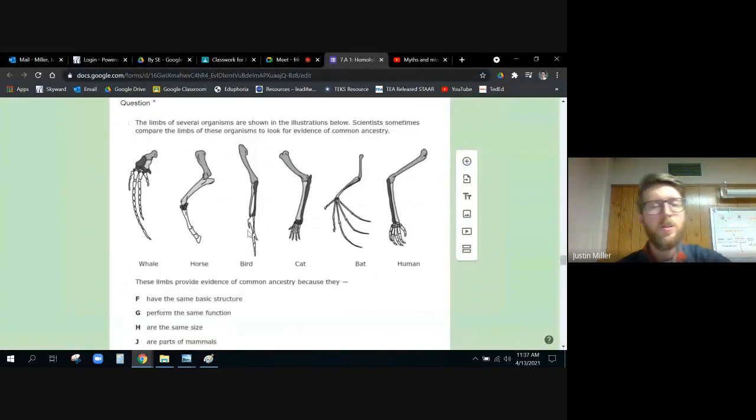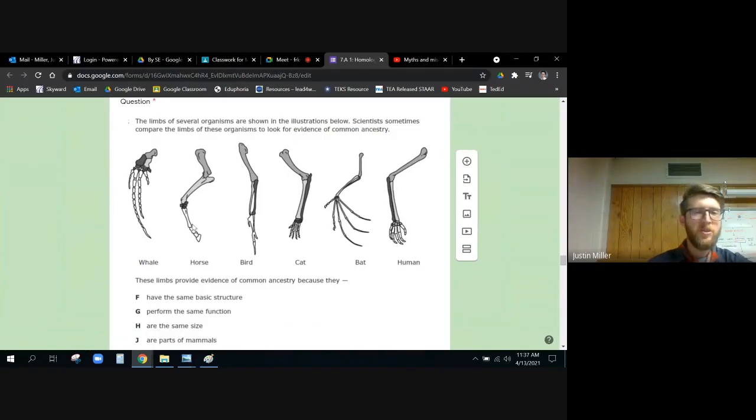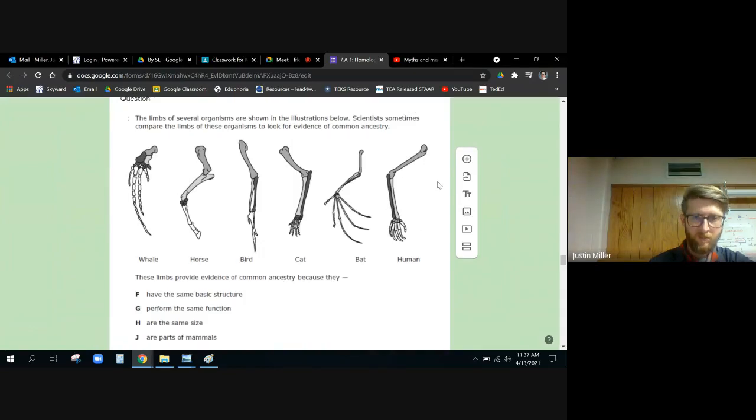That's what it is. Okay, so this is the homologous structure photo I showed you earlier. These limbs provide evidence of common ancestry because they, what is it? Because they have the same basic structure, because they perform the same function, are the same size, or are parts of mammals?